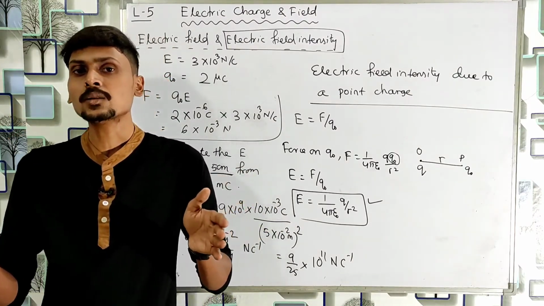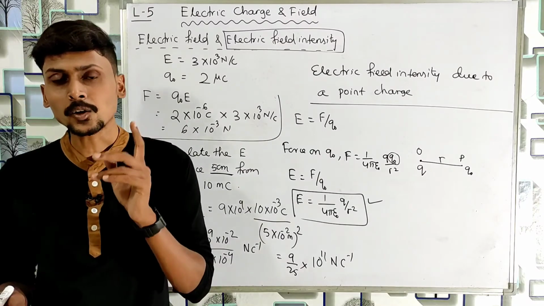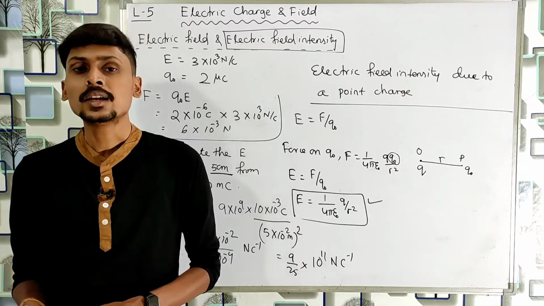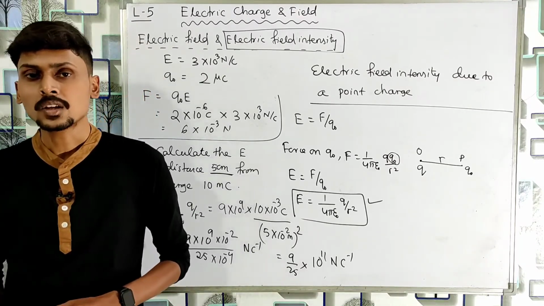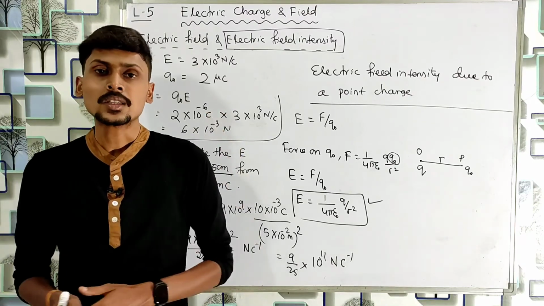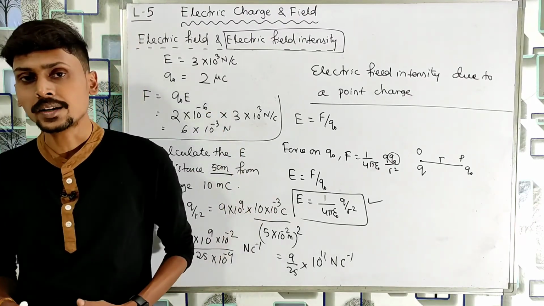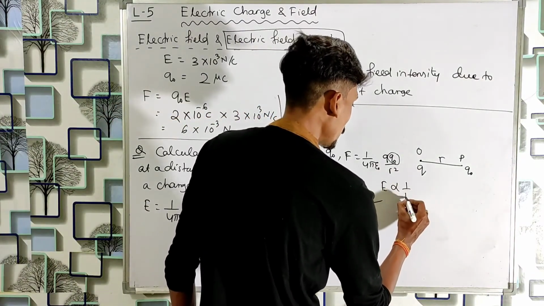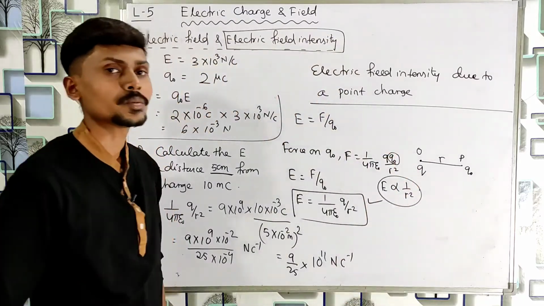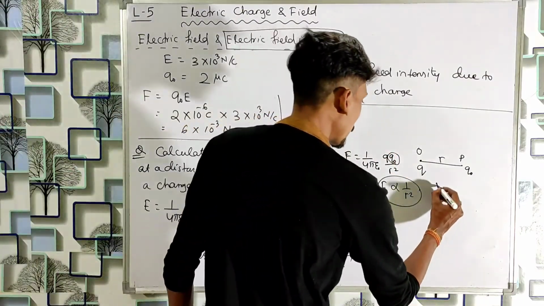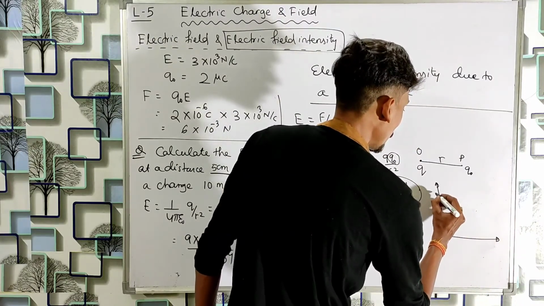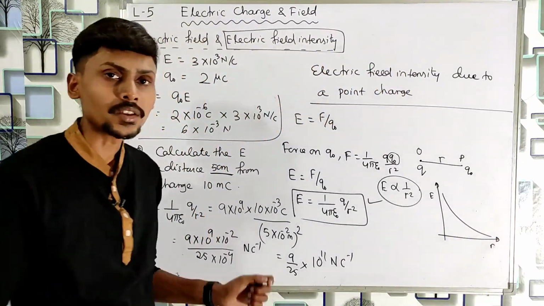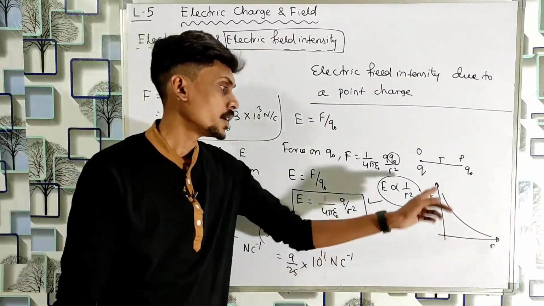If you increase the separation between the 2 point charges, then the electrostatic force between them will decrease. If you make the distance double, then the force becomes 1 by 4 times. If you make the distance 3 times, then the force becomes 1 by 9 times. Similarly, the electric field intensity varies inversely as the square of the distance from the point charge. So if you draw a graph between electric field versus the distance, the graph will be like this. With increase in distance, electric field decreases.